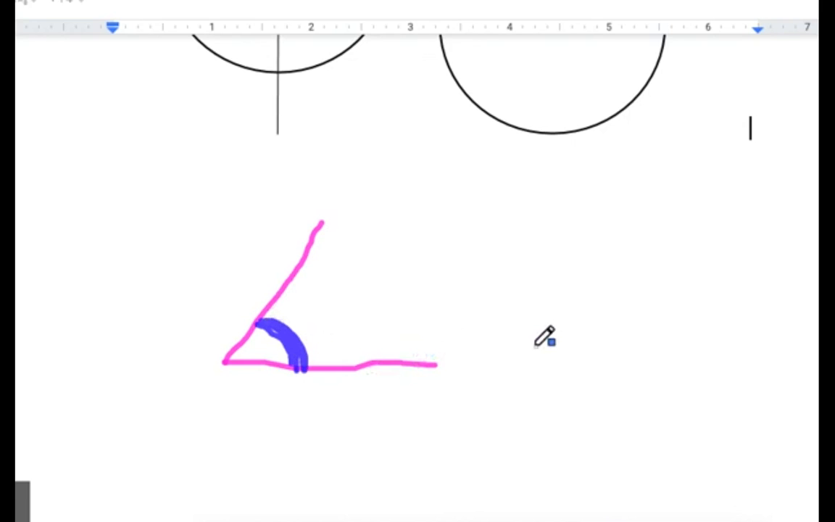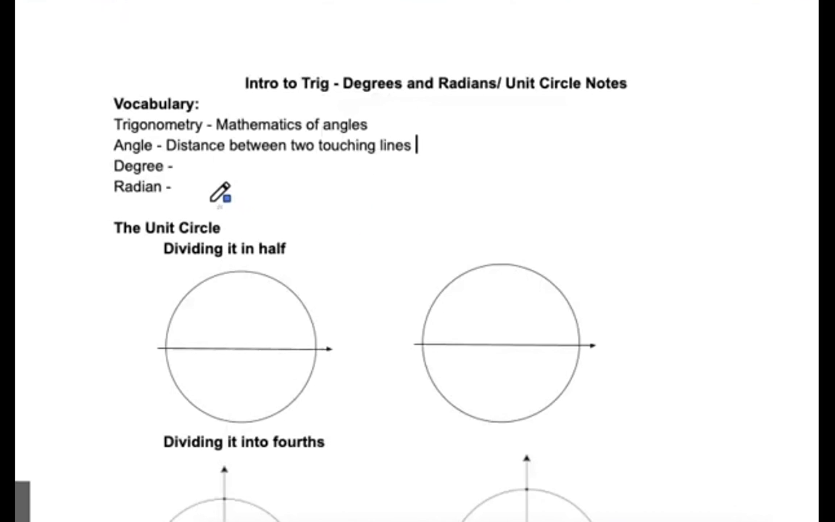And so you can measure angles in two ways. The most common way you know how to measure an angle is in a degree. Degrees are what you know. There's 90-degree angles, 180, 360 is a whole circle. There's all the degrees. And so degree is a way to measure angles.